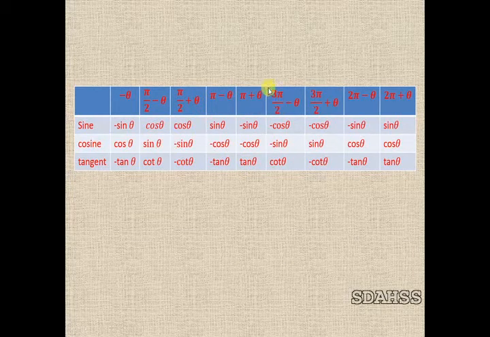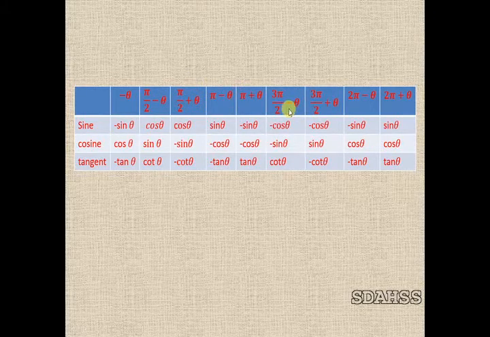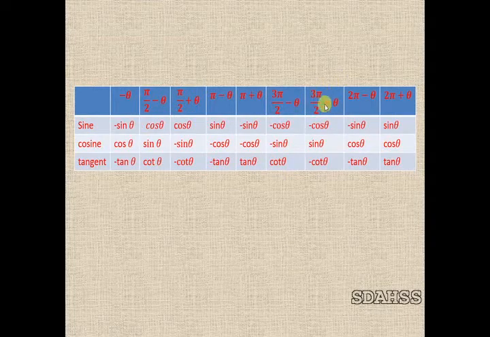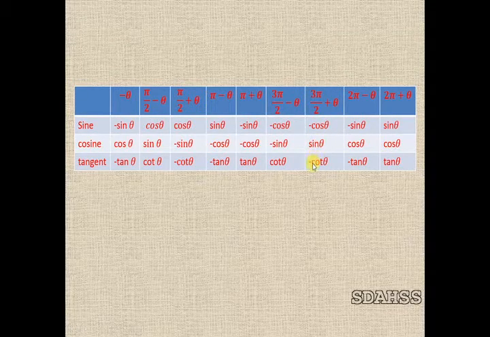Sin 3 pi by 2 means 270. Sin 270 minus theta is minus cos theta. Cos 270 minus theta is minus sin theta. Tan 270 minus theta is cot theta. Sin 270 plus theta is minus cos theta. Cos 270 plus theta is sin theta. Tan 270 plus theta is cot theta.